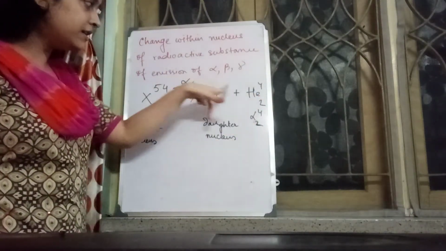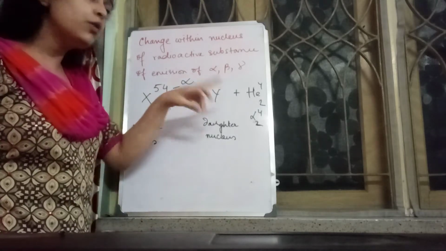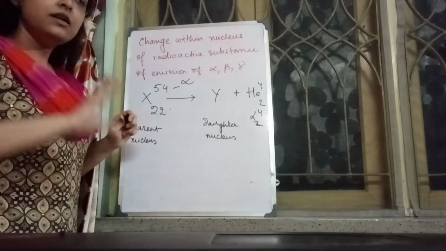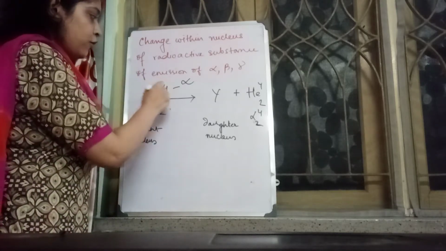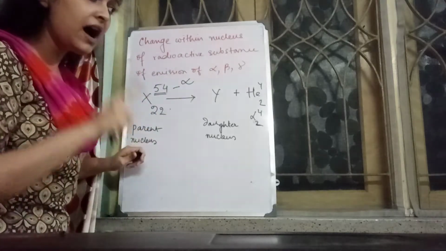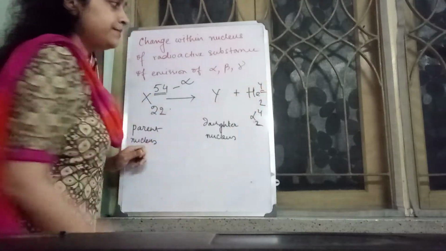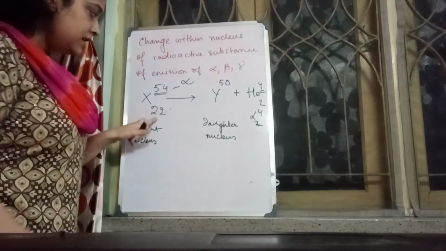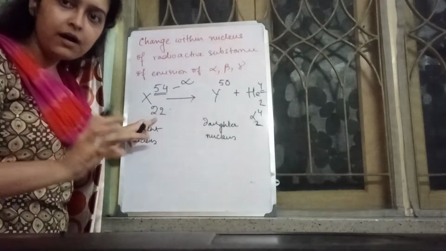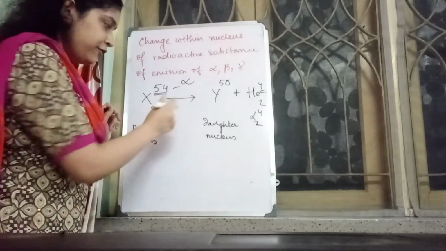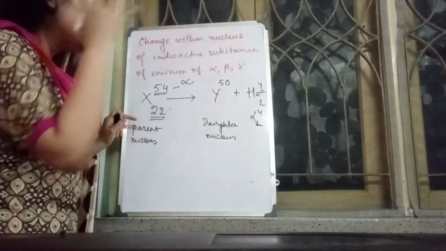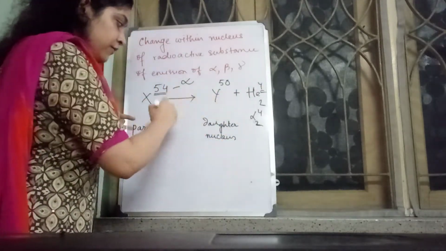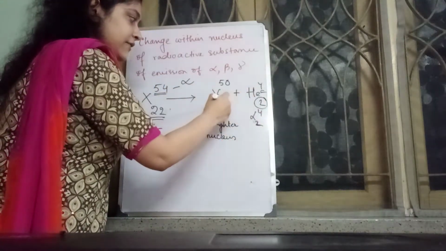It's not that 54 will remain 54, okay? That depends on what is being emitted. Total mass number remains constant. 54, it's emitting alpha. Alpha has a mass number 4. So 54 minus 4, 50. Total atomic number remains conserved. 22 before, after also it has to be 22. So if it has to be 22, we have already here 2. So we are left with 20.